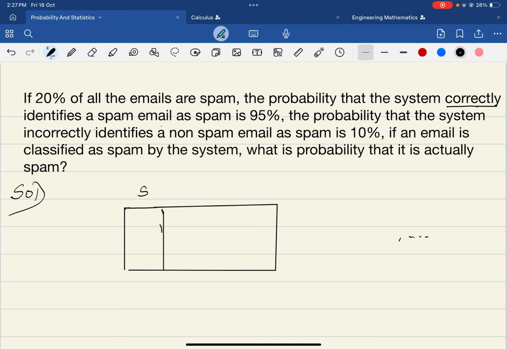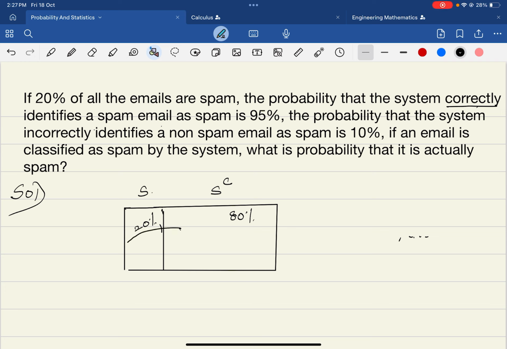So this is yes, and the remaining is non-spam, right? The non-spam means what? S complement, let us say. Now this is 20%, so 80% is non-spam, correct? And now what was given? The probability of correctly identifying that a spam email is spam is 95%. So there is a system that correctly identifies that a spam email is a spam.